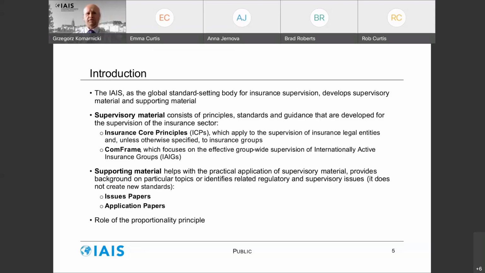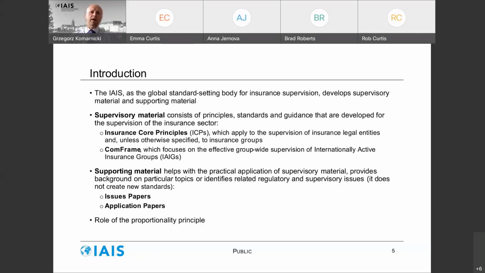known as IAIGs. Supporting material helps with practical implementation of supervisory material, and there are 2 types of supporting material. The first one is issues papers, which provide the background on particular topics, describe current practices, examples, or case studies. They identify relevant issues and challenges, and those papers do not create expectations on how supervisors should implement supervisory material. Application papers provide further advice, illustrations, recommendations, or examples of good supervisory practices on how ICPs and ComFrame material should be implemented or may be implemented.